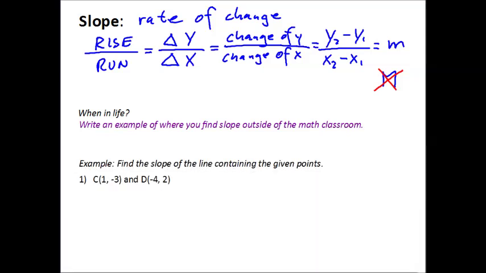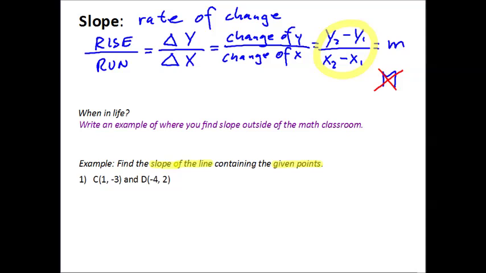All right, let's go to our first example and see what we're supposed to do here. Find the slope of the line containing the given points. So we are given points, and we need to use those points to find the slope. And when we have a situation like that, the easiest way to do it is using our slope formula that we had up here, right? Because that's the one that uses the two coordinates.